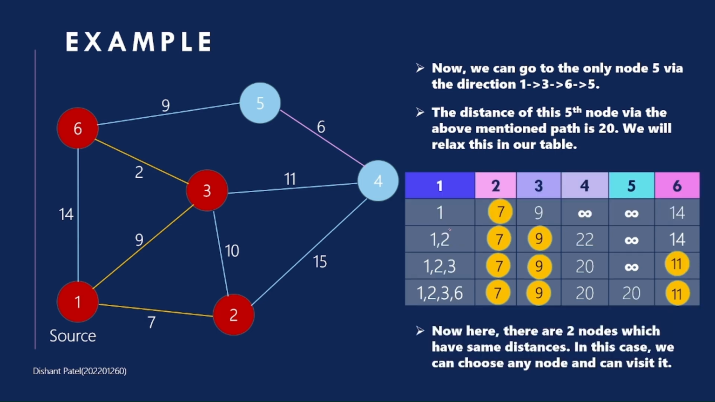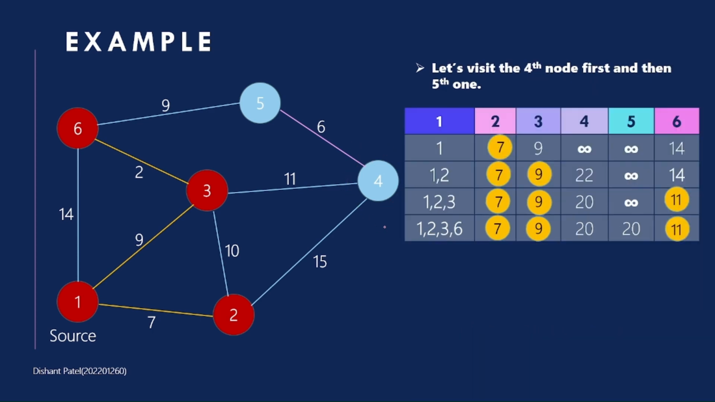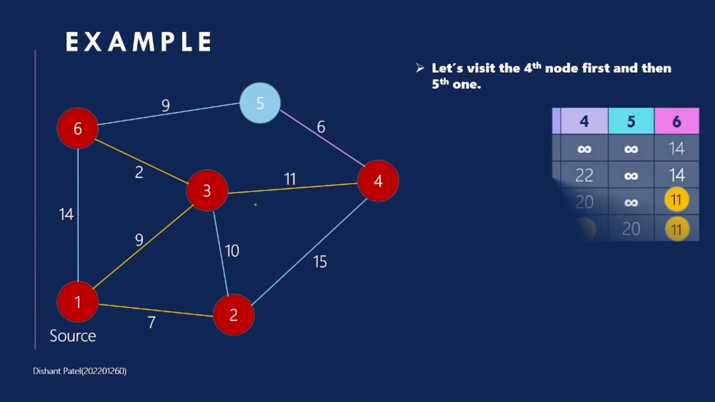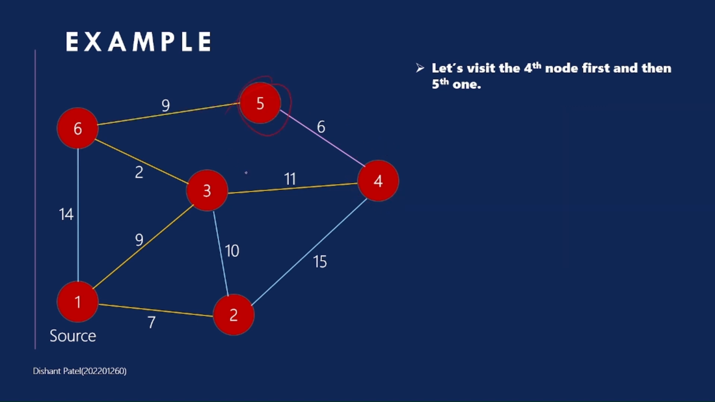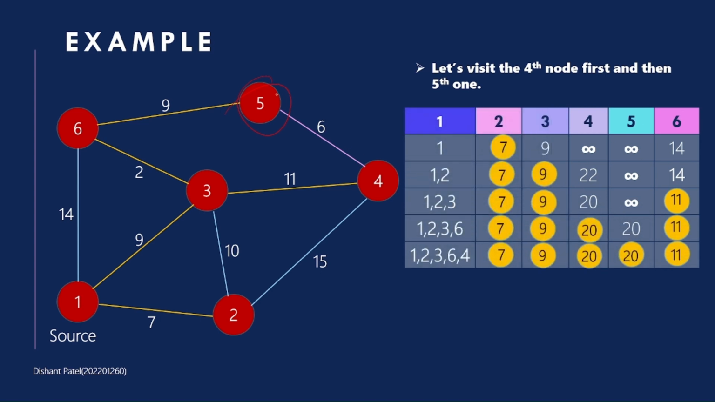So in this case we can visit any of the nodes first and then second, and so we will visit the fourth node first and then fifth one. We will mark red for fourth first and then fifth. And now we have got the minimum value for all the nodes.